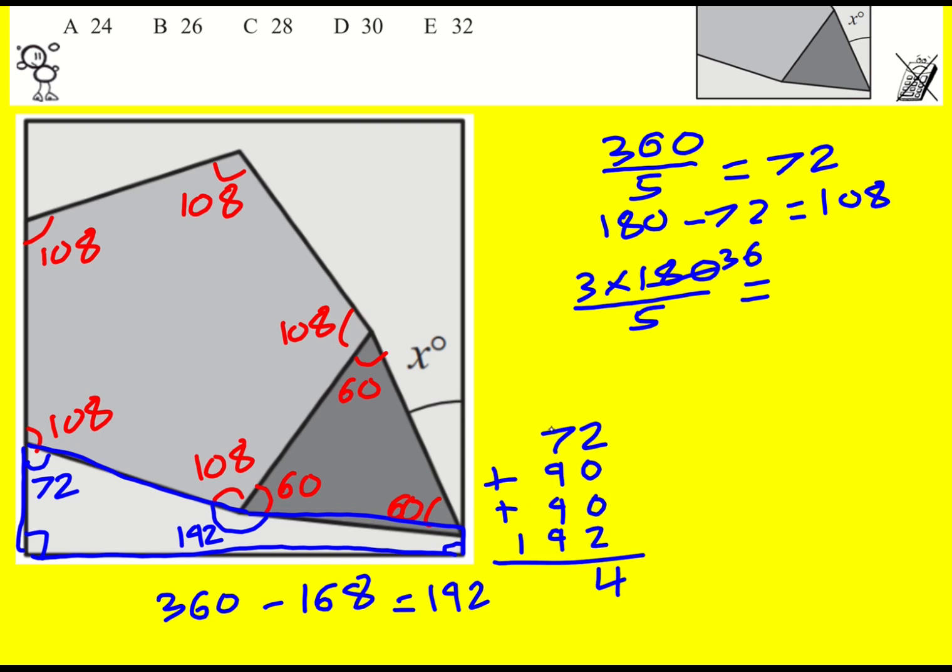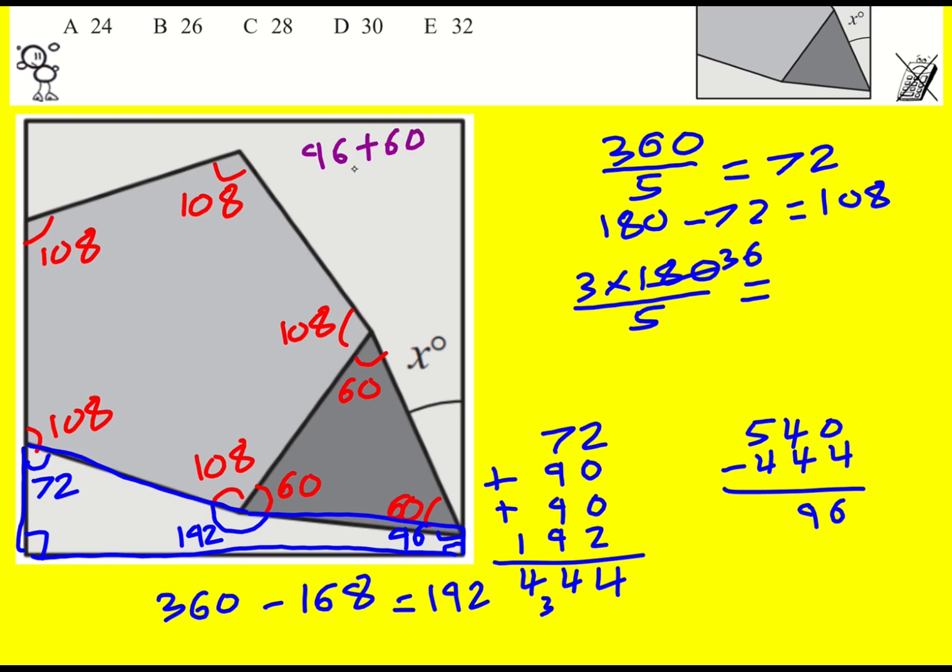Going to get 27, 34. So I'm going to get 444, and then it's going to become 540 minus 444. That's going to give me 96. Sometimes it's easy to just, if I add on 100, I'm going to get 544. So I just need to minus 4 from that. It's going to give me 96. So that angle there is 96. And that means I can work out x because I've got 96 plus 60, which is going to be 156. So x is then 180 minus 156, which is going to be 24.